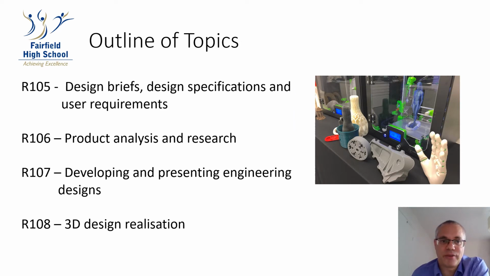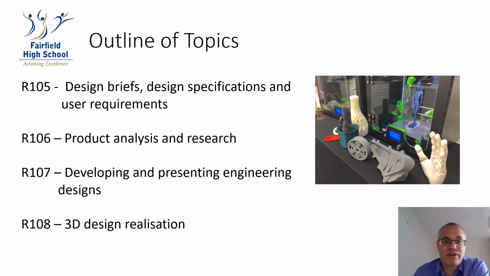Okay, so looking at the topics that we have, these are the 4 units that we are being assessed on. The first unit, R105, is the exam-based unit, which is looking at a range of questions relating to design specification, user requirements, use of design briefs, and other questions related to those topics. The first unit that we will be assessed internally is R106, which would be the product analysis. Now for that unit, we will be looking at taking products apart and analysing those, the components in them, and the reasons for those choice of materials, manufacturing methods, and producing an assembly plan and putting it all back together.